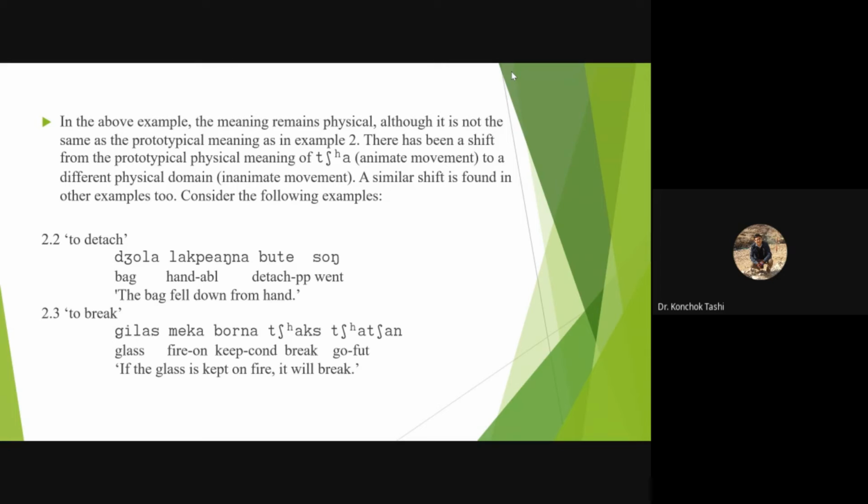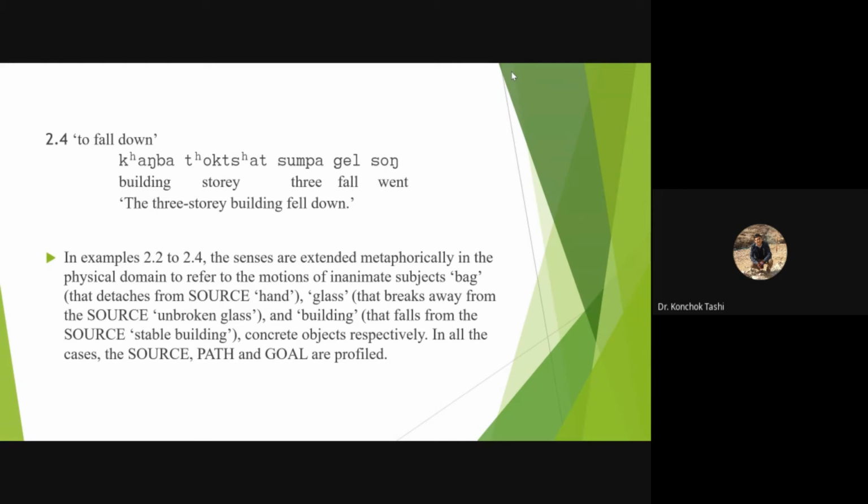A similar shift has also been found in some other examples. Let's look at those examples. It also refers to get detached, to detach. Jola lakpenga buteyons, for example, the bag fell down from the hand. And the second one is to break. Gilas make a borna chachachan. If the glass is kept on fire, it will break. And it also refers to fall down. Kamba Toksat Sumpa Gelsong, the three-story building fell down.